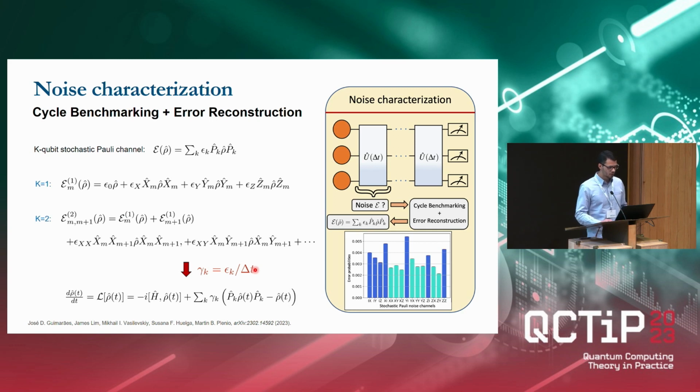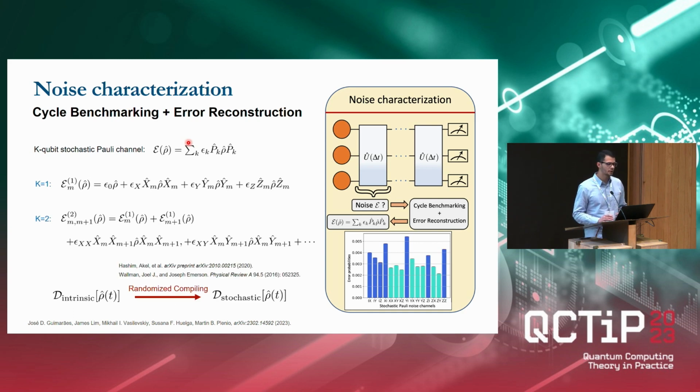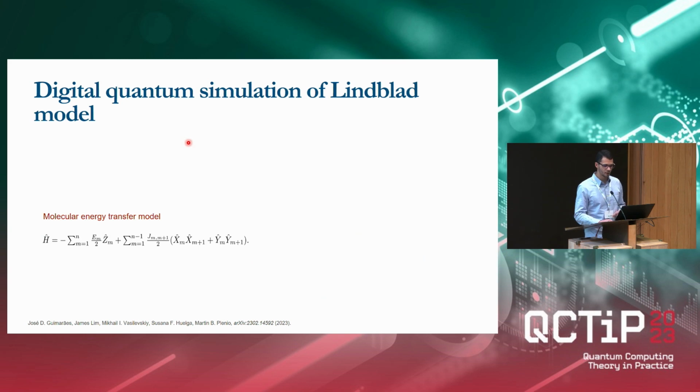So you may be wondering why I assume that the noise is given by a stochastic channel, when of course we can have coherent noise acting on the qubits. Both in the noise characterization and in the time evolution, we applied randomized compiling, which is essentially a quantum error mitigation technique that transforms coherent noise into stochastic noise. So let me give you an example to try to convince you that this is a faithful characterization of the noise.